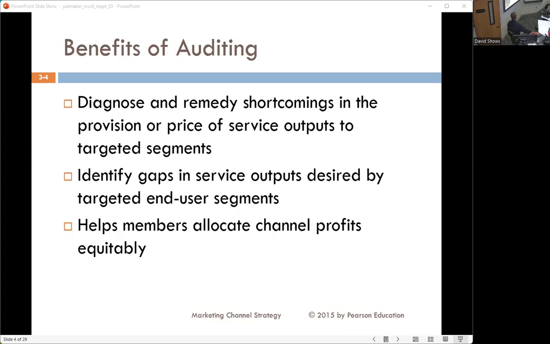So the first thing we do is, excuse me, before I go on, what are the values of auditing? Well, hopefully what we'll do is that we'll remedy shortcomings or service gaps in the provisioning of our goods or the price to our segments. It's always scary when you leave money on the table, and that happens a lot, okay?